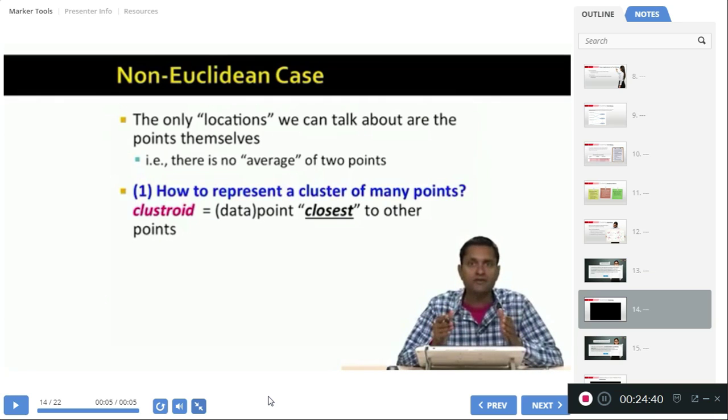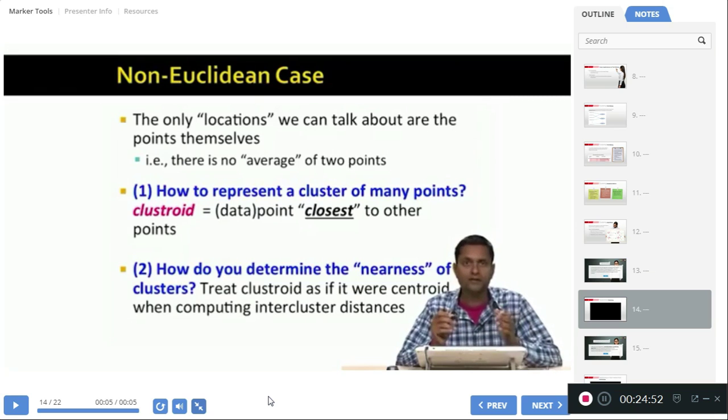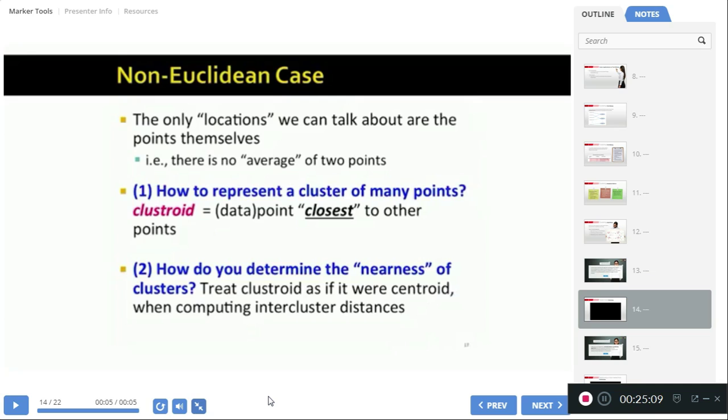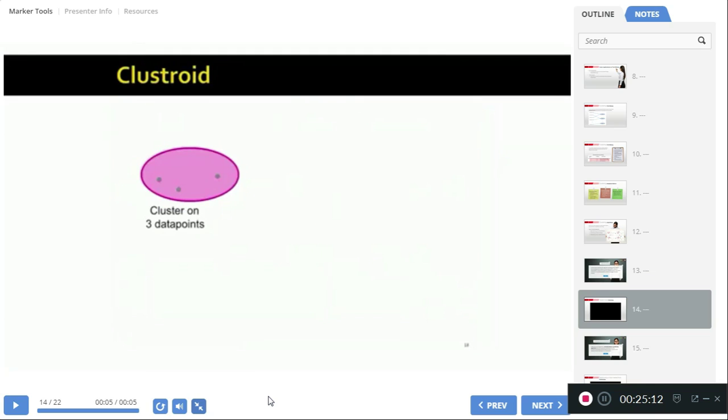So instead, we have to use a different concept called a clusteroid. A clusteroid is a data point that's closest to the other points in the cluster. Once we use clusteroids instead of centroids, and we'll look at an example of clusteroids in the next slide, we can determine the nearness of clusters by treating the clusteroid exactly as if it were the centroid. We can measure the distance between two clusters by measuring the distance between their clusteroids instead of the distance between their centroids. Here's a cluster of 3 data points in a Euclidean space.